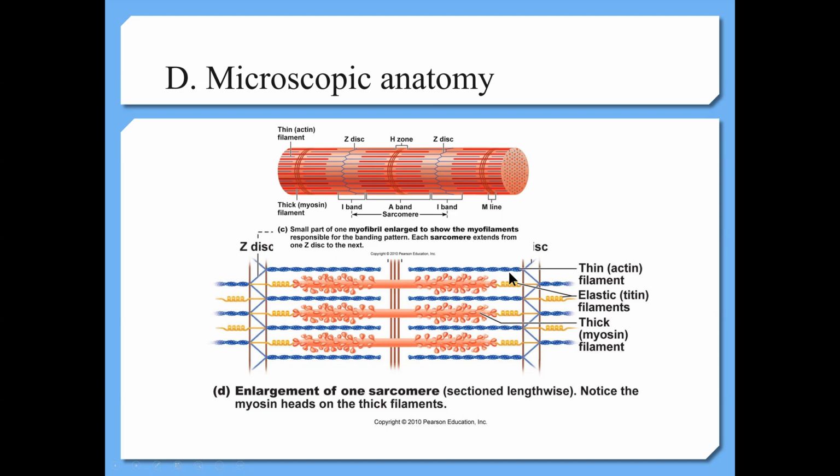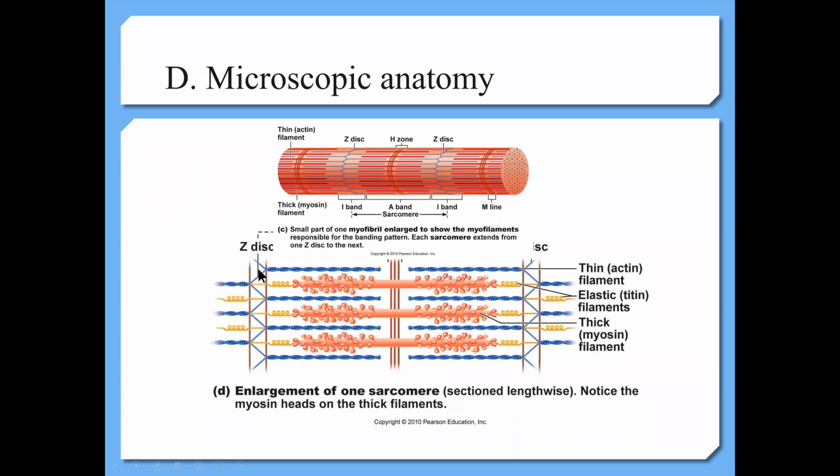Notice we have the thin actin filament. We have elastin, which is titin filaments, which attach the thick filament to the Z disc, okay? The thin filament is already attached to the Z disc, but the thick filament is going to end at the A band, and so we have elastin fibers which come out and attach it to the Z disc, okay?